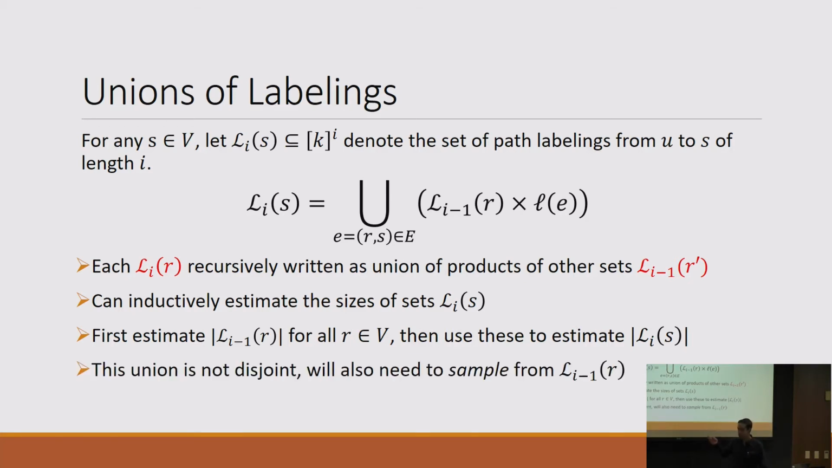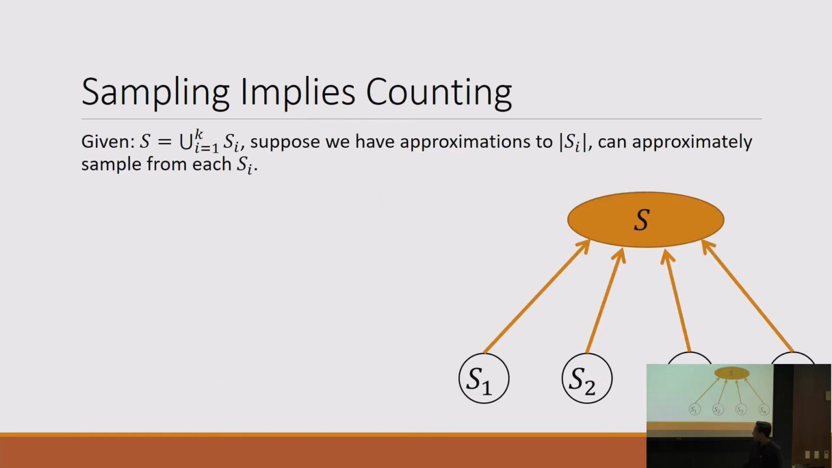And again, the issue is that this union is not disjoint. But if it was disjoint, having estimates of the prior layer would be sufficient. Because it isn't disjoint, we're going to need to do something more than just have estimates. We're going to need to be able to sample uniformly from these sets, the path labelings of length i minus 1 going into our vertices R. So now we'll see why that's going to be sufficient, and we're going to say this in a general framework.